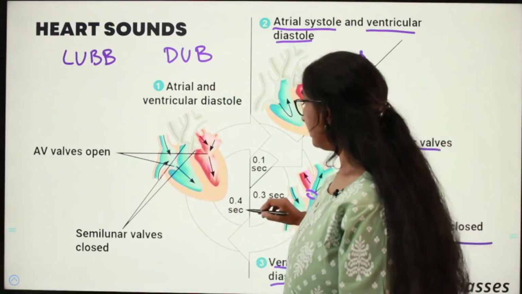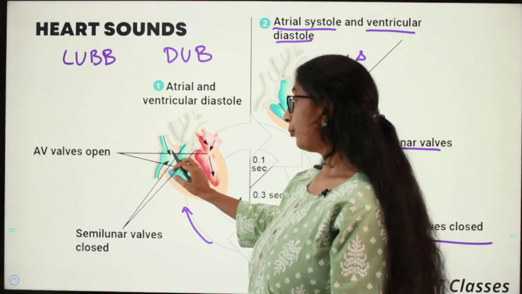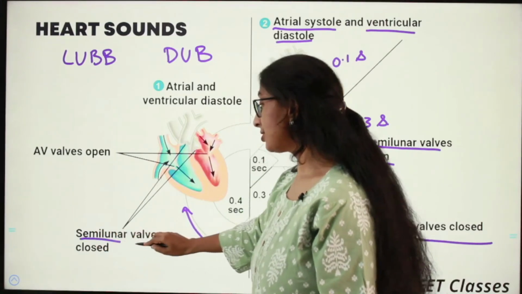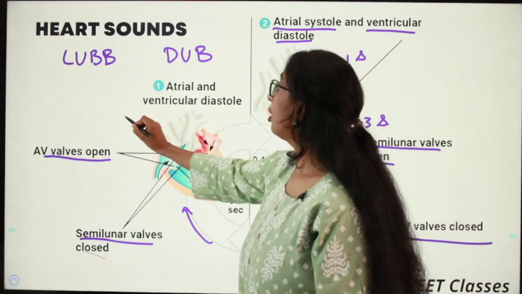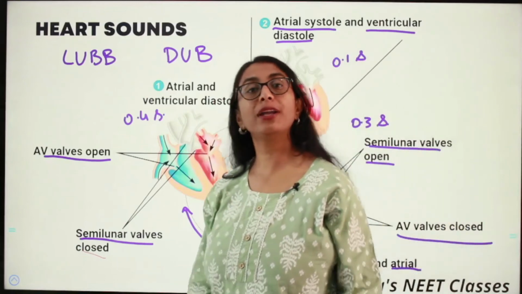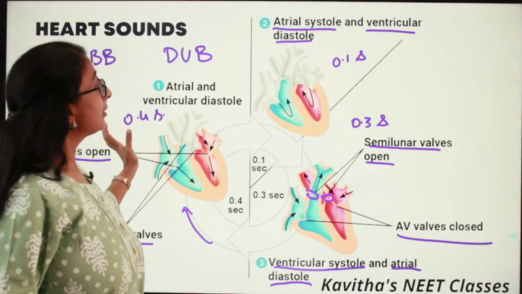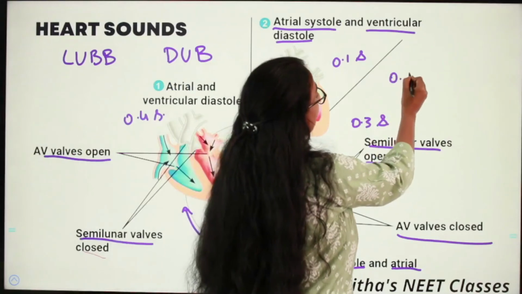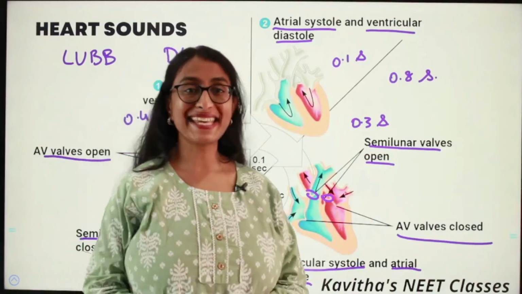After this, all the four chambers, both the atria and both the ventricles, are relaxed. At this time, the semilunar valves are closed and the atrioventricular valves are open. This stage of joint diastole, wherein all the four chambers of the heart are in a relaxed state, lasts for 0.4 seconds. So if you add up all of these three, you get a total of 0.8 seconds. So one cardiac cycle lasts for 0.8 seconds.